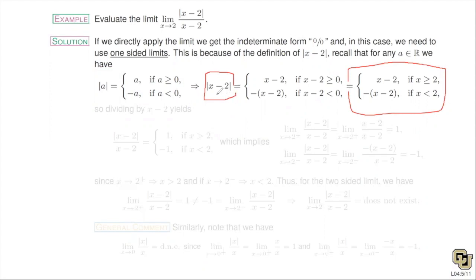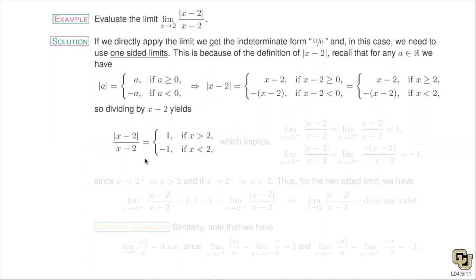And so now I can divide the absolute value of x minus 2 by x minus 2, top and bottom. And when we do that, this is what the function that we're trying to find the limit of looks like. So here, x minus 2 divided by x minus 2 is just 1. That's where this is coming from. And then negative x minus 2 divided by x minus 2, you cancel the x minus 2s, that just becomes minus 1.